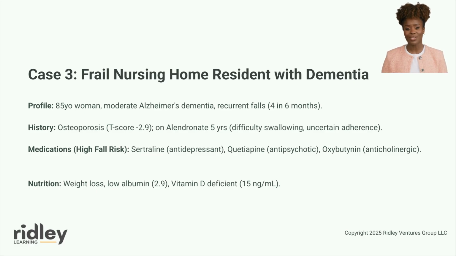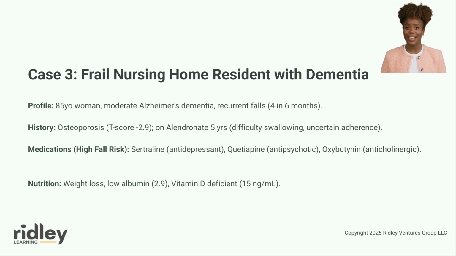Laboratory evaluation reveals serum 25-hydroxyvitamin D of 15 nanograms per milliliter and albumin of 2.9 grams per deciliter. This case illustrates the complexities of osteoporosis management in frail older adults with cognitive impairment. Multiple management issues warrant attention. First, she has been on bisphosphonate therapy for 5 years, which typically prompts reassessment regarding continuation versus drug holiday. Her difficulty swallowing pills and uncertain adherence raise serious questions about whether she is receiving therapeutic benefit from oral alendronate.